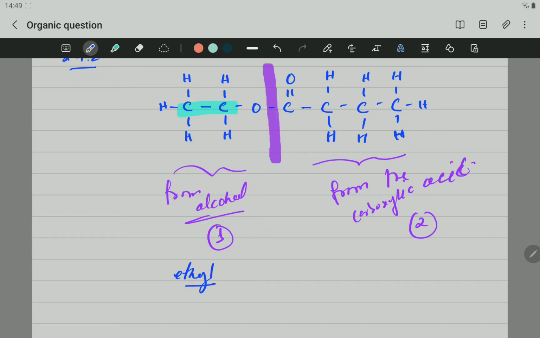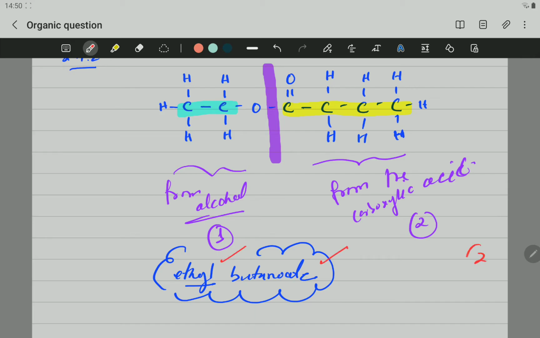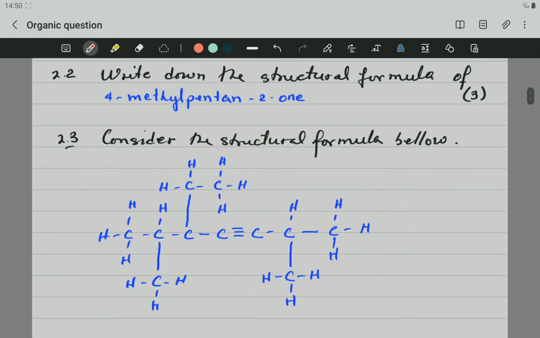The second part is going to be from the carboxylic acid. It is a carboxylic acid that has 4 carbon. That will be butanoic acid, so it will become butanoate. So this is the name of the compound. I hope that is quite clear. Here the marks are for saying ethyl and the other for saying butanoate. There are 2 marks in total for this specific question. Okay, so let's go to the next question.